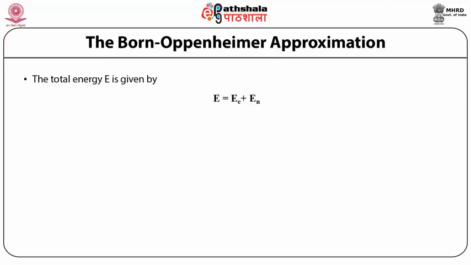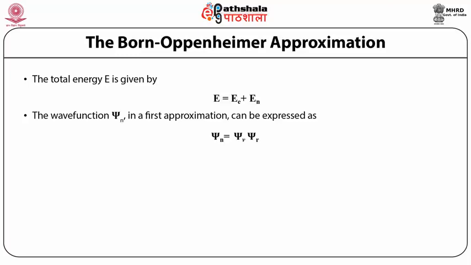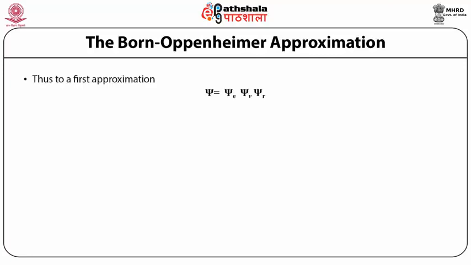The total wave function is psi is equal to psi_e(r,R) psi_n(R). The total energy E is given by E is equal to Ee plus En. The wave function psi_n in a first approximation can be expressed as psi_n is equal to psi_v psi_r, where psi_v is the vibrational eigenfunction of a linear oscillator. Thus, to a first approximation, psi is equal to psi_e psi_v psi_r.